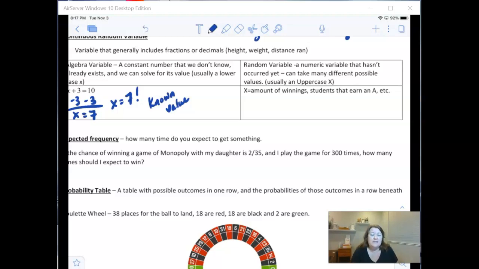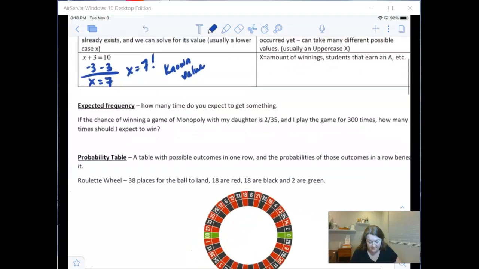So I might be able to calculate the percentages of what's the percent of one person earning an A, all the way up to what's the percent of all 36 people earning an A, right? And all of those would have different X values, X being 1 for one person, 36 for 36 people. So a capital letter usually indicates that it's a random variable.